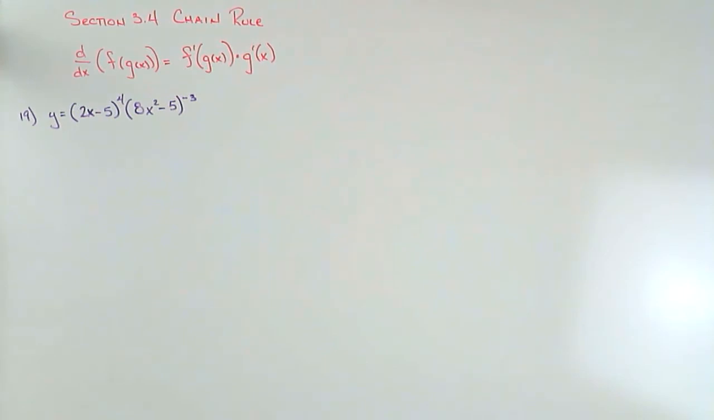Okay. Once again, we have a product here. We have a binomial to the 4th power times a binomial to the -3 power. And we can't expand this. I mean, we could expand it, but we're not going to. Nobody wants to figure out what 2x minus 5 to the 4th is, or 8x squared minus 5 to the 3rd for that matter. So we're going to use the chain rule and the product rule again to find the derivative.